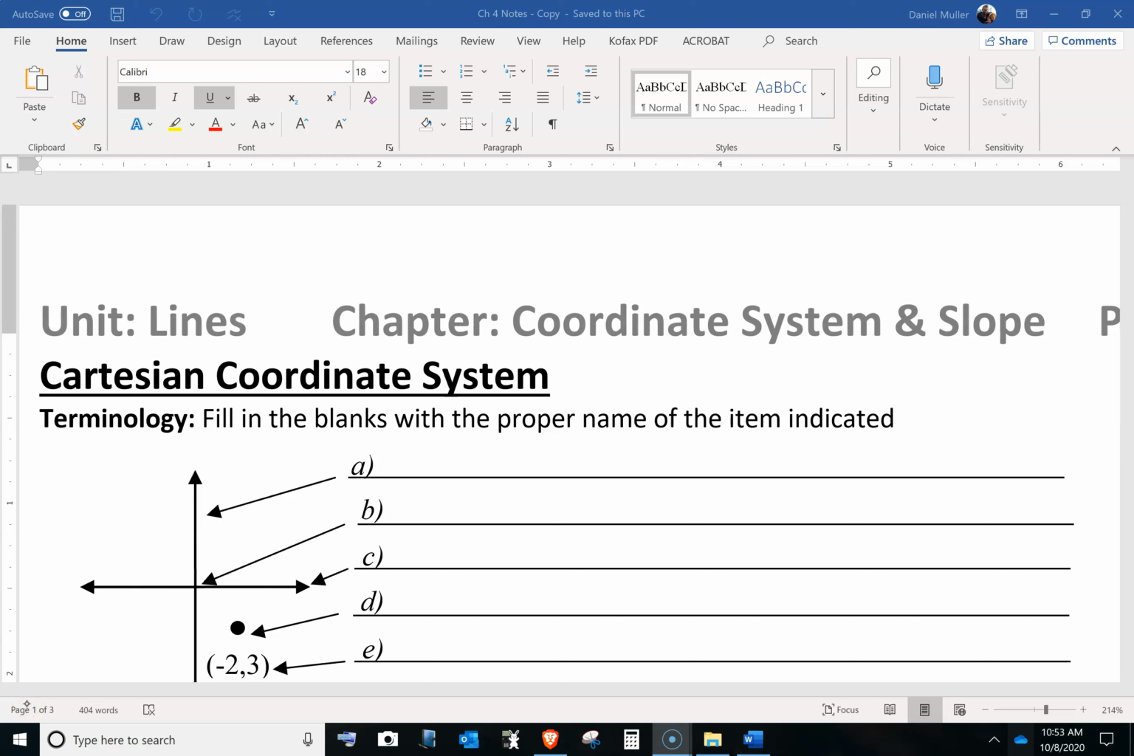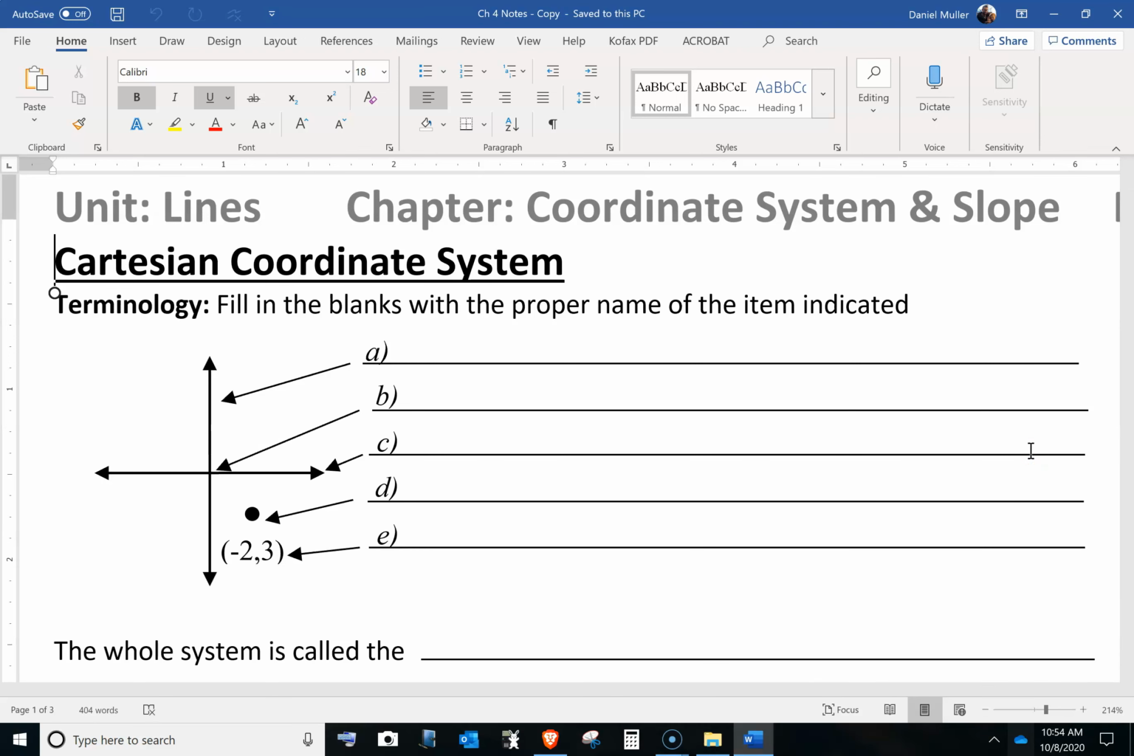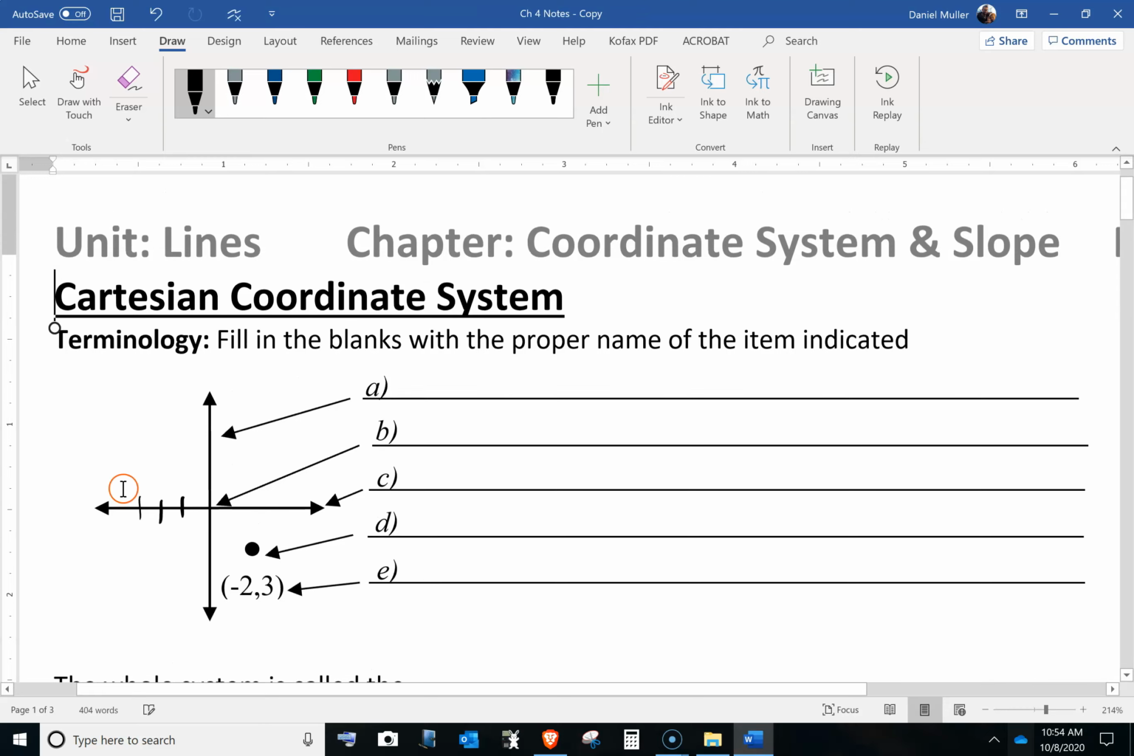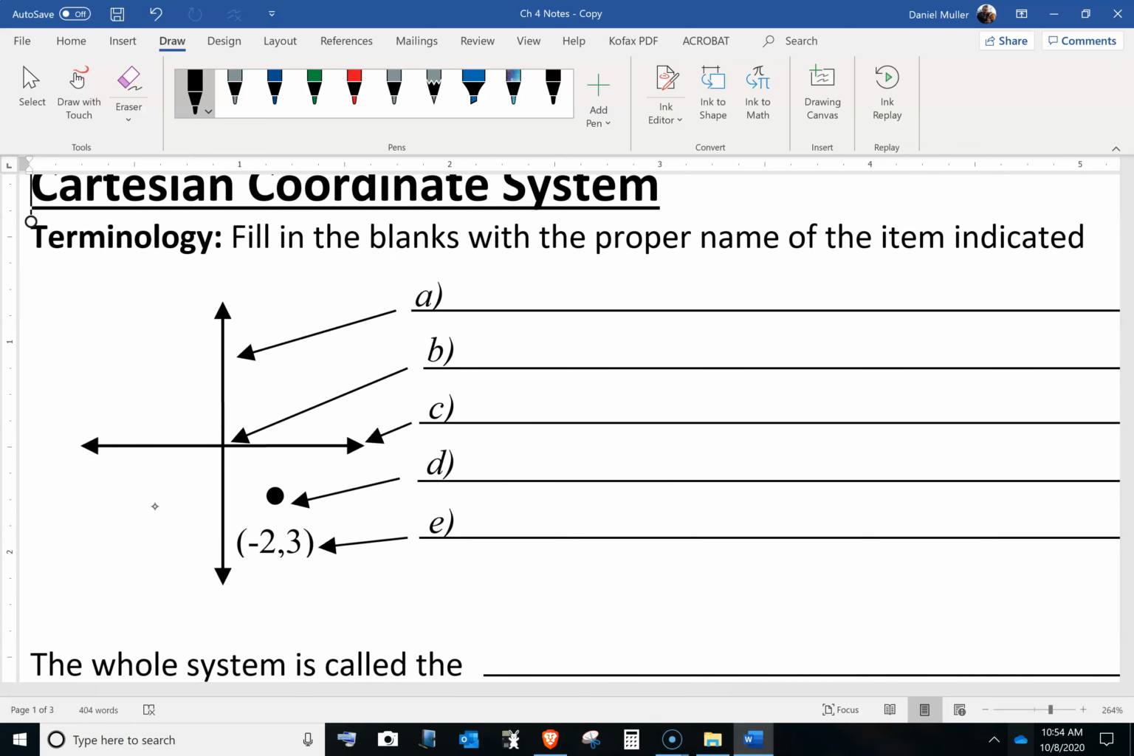All right, we're getting into graphing now, and this is the Cartesian Coordinate System, CCS. This is where all of our graphing takes place. It's going to be on a graph that looks like this. Usually there's little tick marks just for counting, but there is some terminology that you need to know. So this vertical line here, we call that the y-axis.